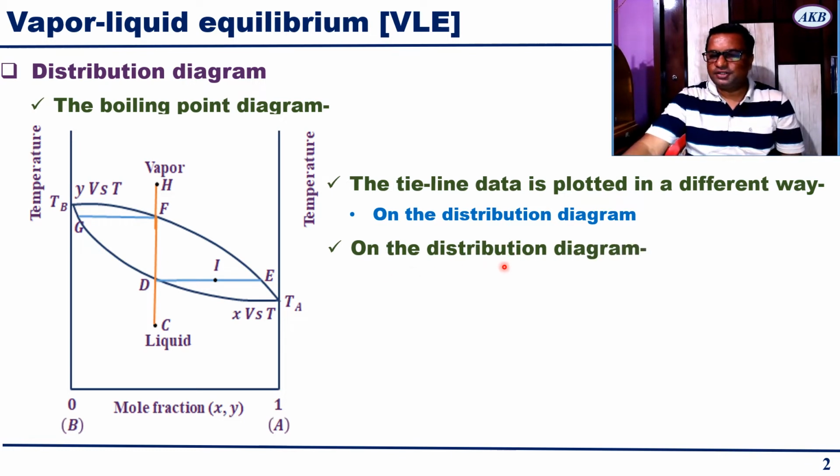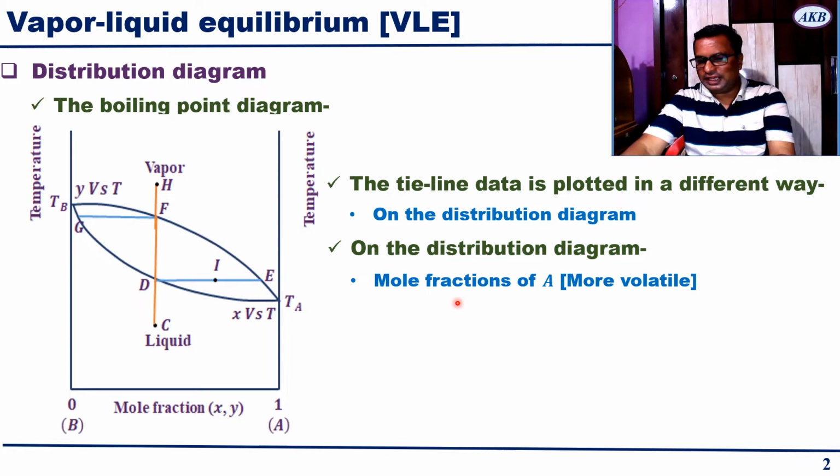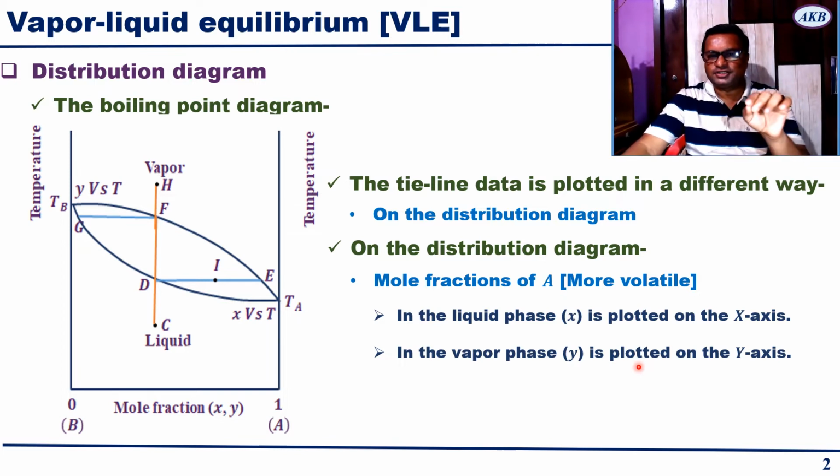So what is done in this? On the distribution diagram, the mole fraction of A, the more volatile component, in the liquid phase, which we denote by small x, is plotted on the x-axis, whereas the mole fraction of A in the vapor phase, denoted by y, is plotted on the y-axis. The resulting curve, the diagram that is obtained, we call the distribution diagram.